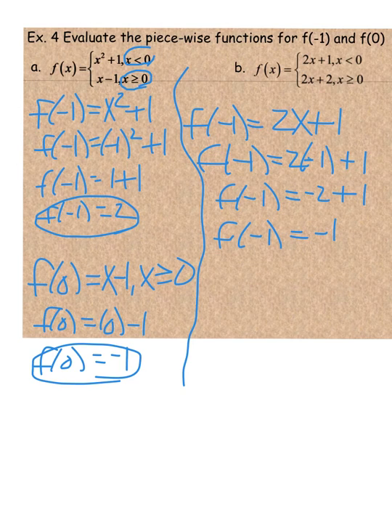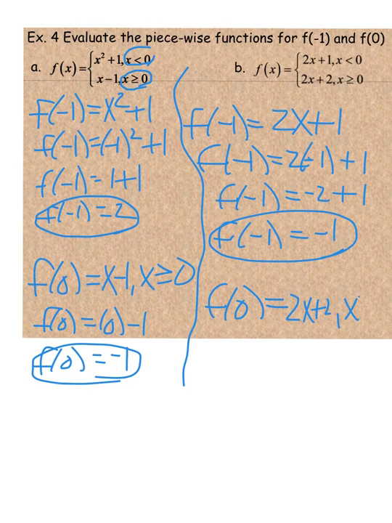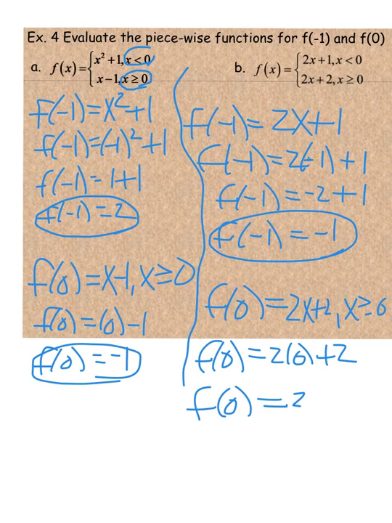and f of -1 will be equal to -1. To evaluate that same piecewise function for f of 0, I choose the function that has 0 in its domain, which will be the second equation. And I have f of 0 is equal to 2 times 0 plus 2, and the value of that function, where x is equal to 0, will be 2.